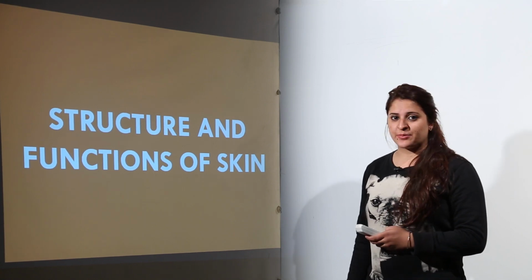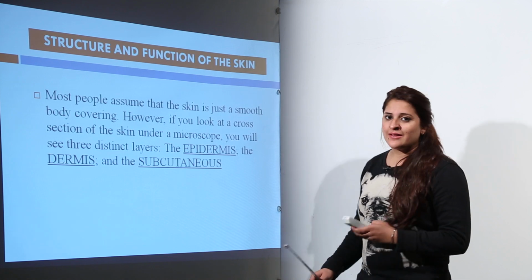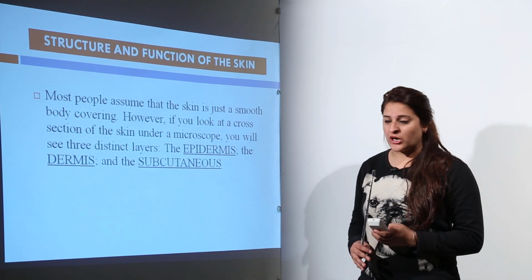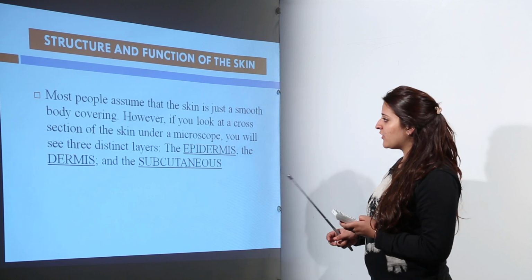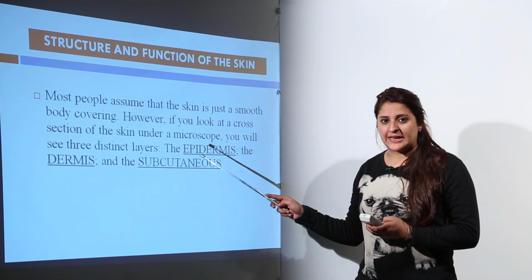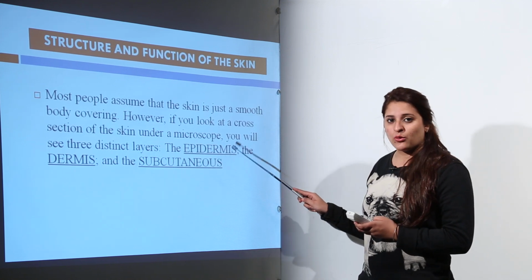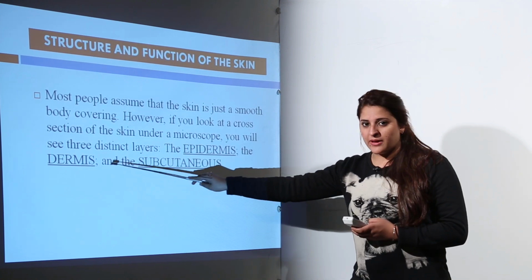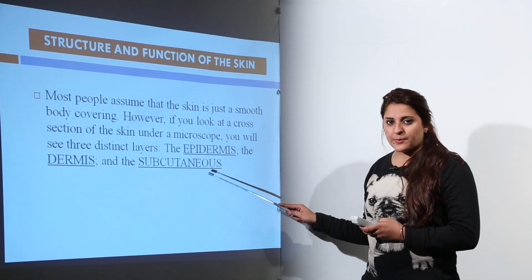Moving on to our next chapter, which is the structure and function of skin. Skin may seem to be just a covering around a body, but if we observe a cross section of this skin, we will observe that it has very distinct layers. These are the epidermis, which is the outermost covering of the skin, the dermis, which is the innermost covering of the skin, and another layer, which is the subcutaneous layer.